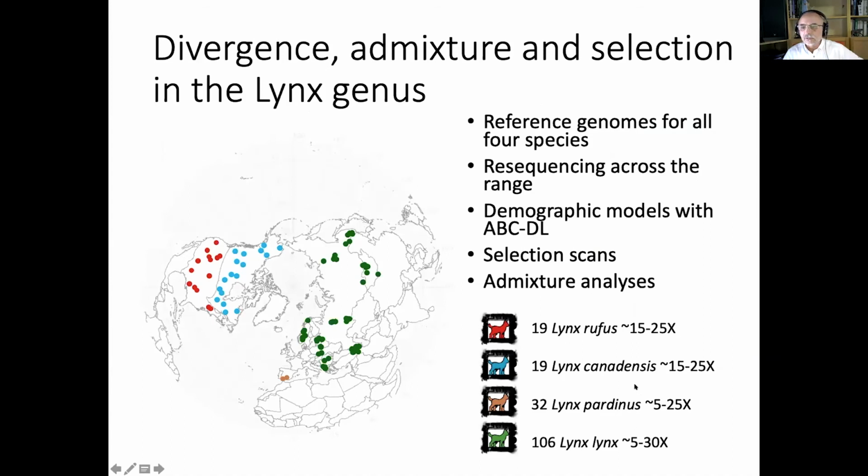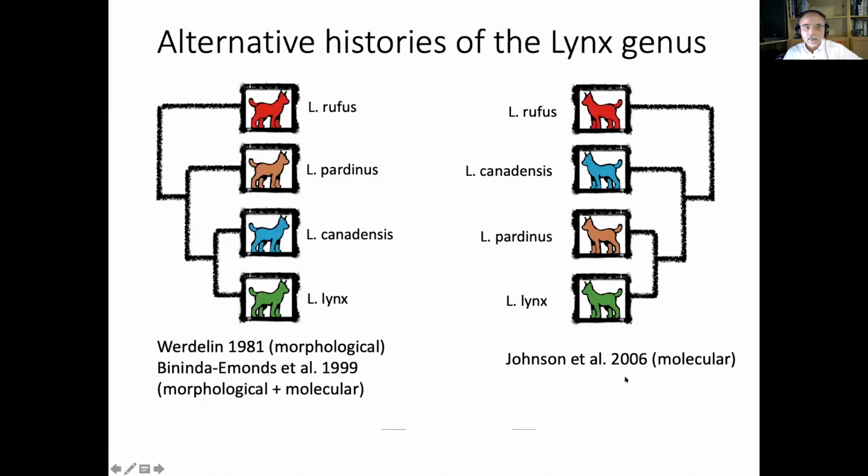using resequencing data, basically. And one of the issues that I wanted to address with this data set is the history of divergences within the genus. So these are two conflicting genealogies, cladograms representing the relationships of the four species. And as you see, Pardinus is often depicted as a sister species to Eurasian lynx. They are both Eurasian and they share a number of derived traits. And this is what you get with a wide molecular data set.